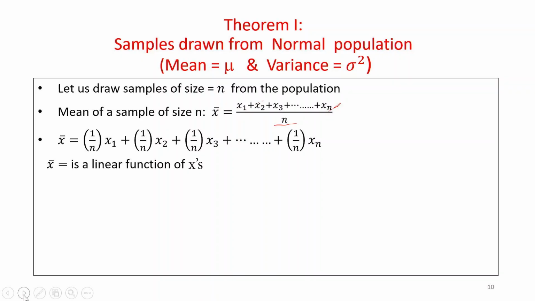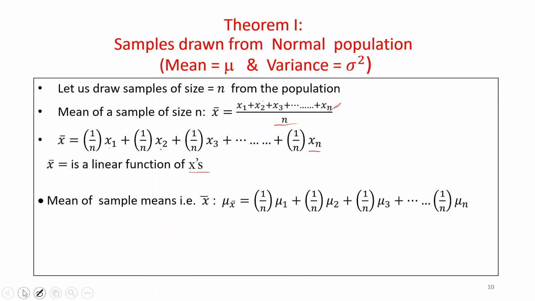So x bar can be written as 1 upon n, taking 1 upon n as common, multiplied by x1, x2, x3 up to xn. So x bar is a linear function of x, and therefore mu of x bar will be 1 upon n mu 1 plus 1 upon n mu 2 plus 1 upon n mu 3 plus up to 1 upon n mu n.